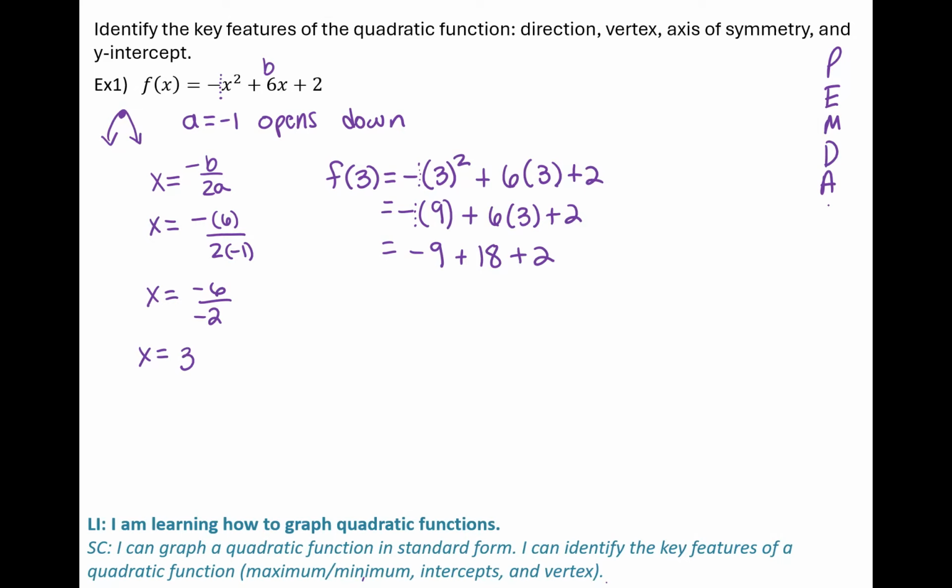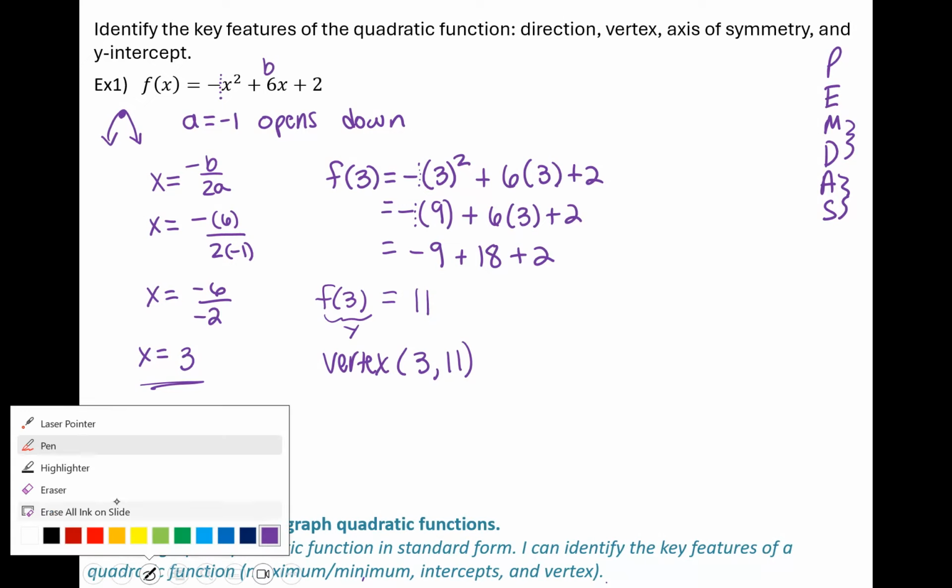PEMDAS, or please excuse my dear Aunt Sally. Whatever way you remember it, we have parentheses, exponents, multiplication, division, there isn't any, and then addition and subtraction left to right. Remember, these two go together. So multiplication and division left to right, addition and subtraction left to right. All right, so negative 9 plus 18 is 9, plus the 2 gives me 11, so my vertex is at 3, 11. Remember, 3 was the x value, and this f of 3 represents the y value.